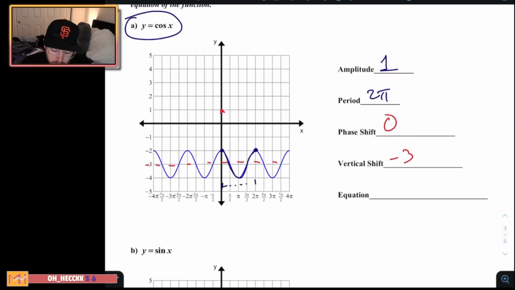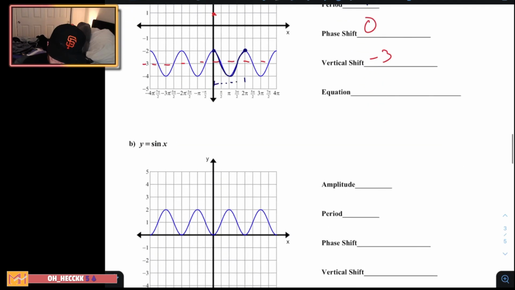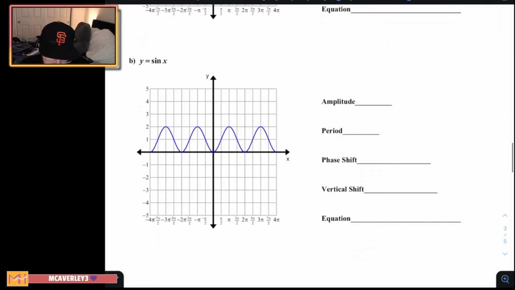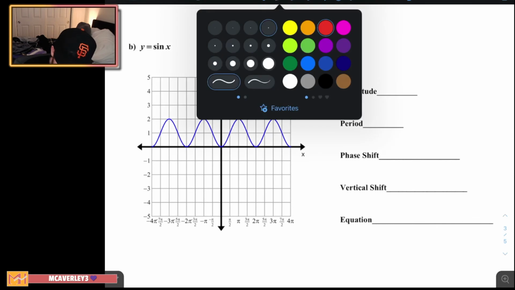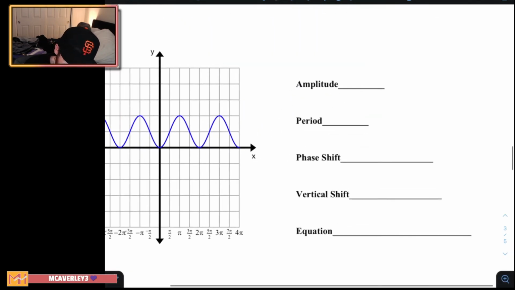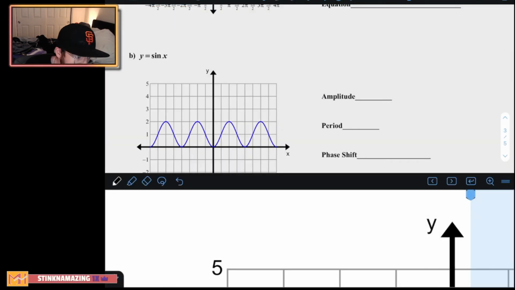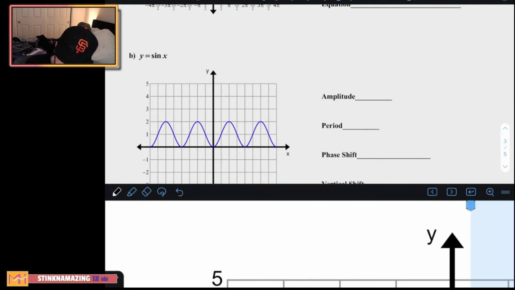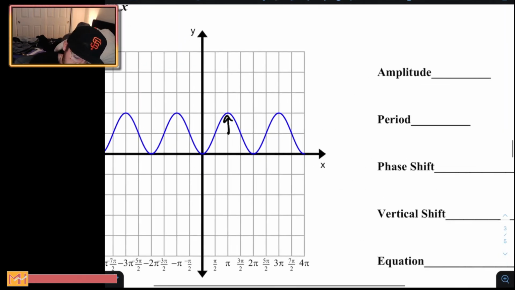So technically, no, there was no phase shift. Let's do it again. This is sine. What is the amplitude? How much time do we have? 15 minutes. Okay, the amplitude is 1.